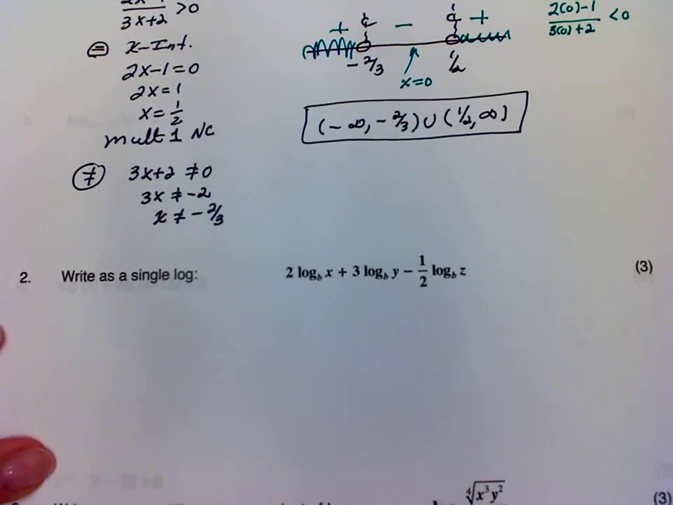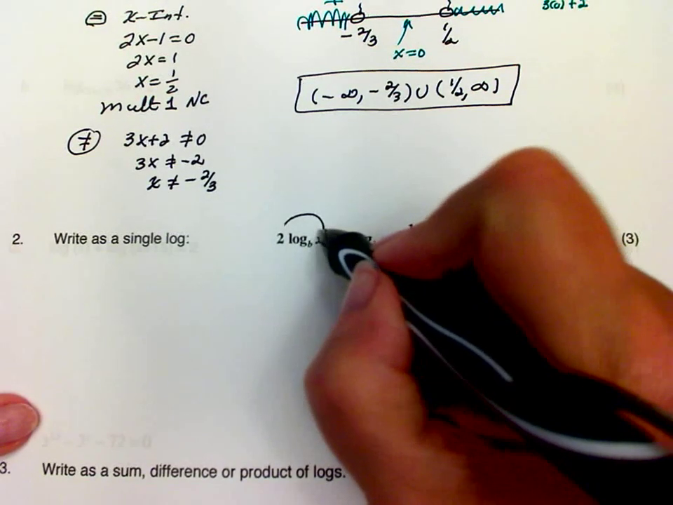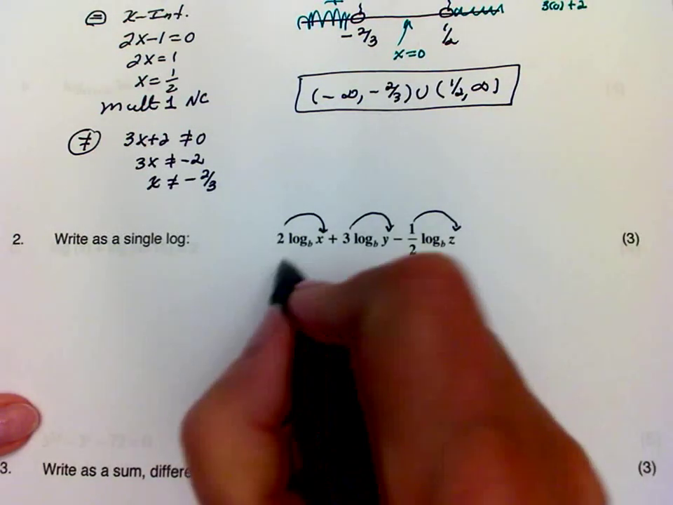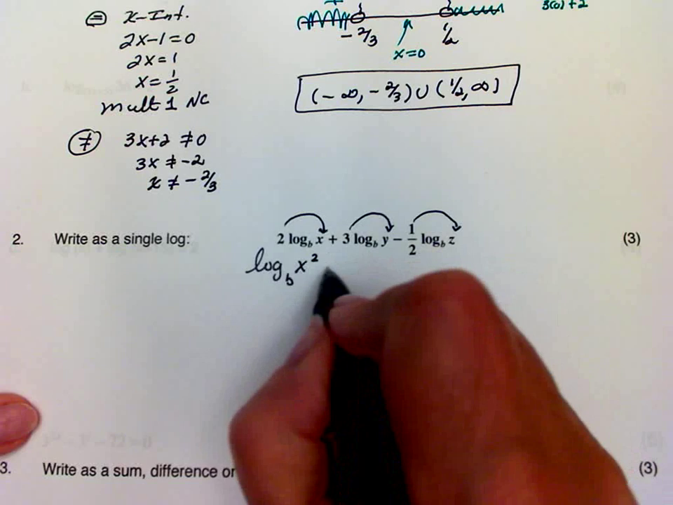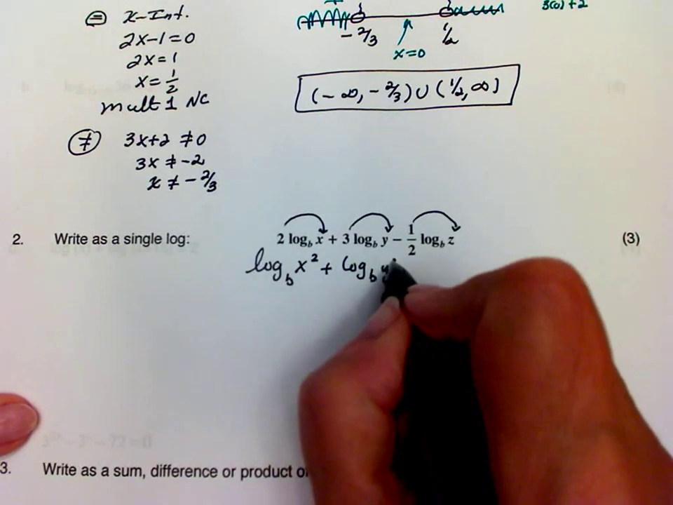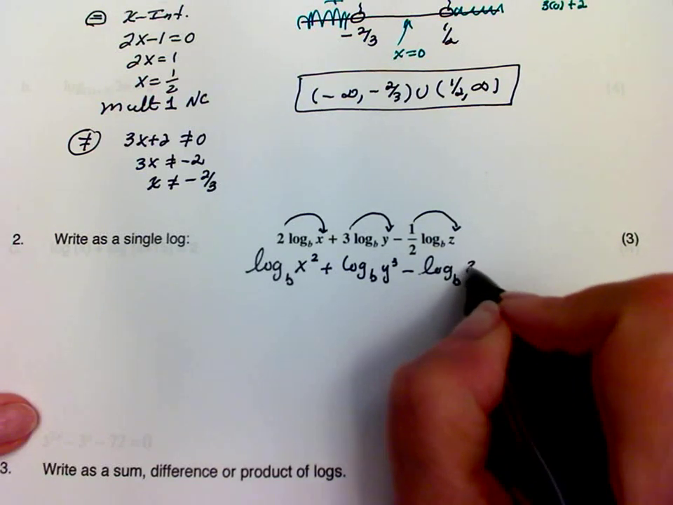Write as a single log using the properties of logarithms. First thing I need to do is bring the exponents up. So I end up with log base b of x squared plus log base b of y cubed minus log base b of z.